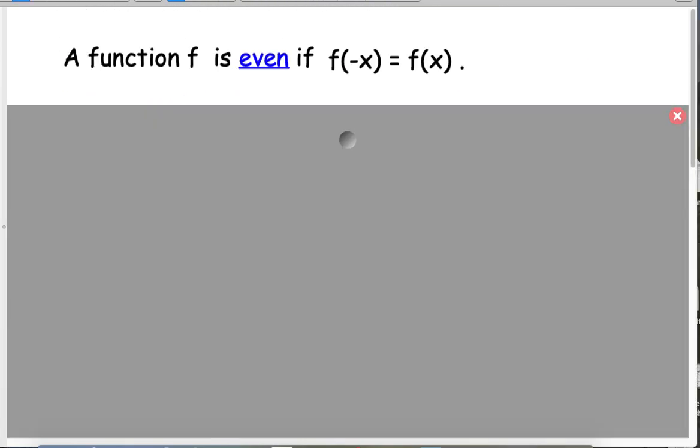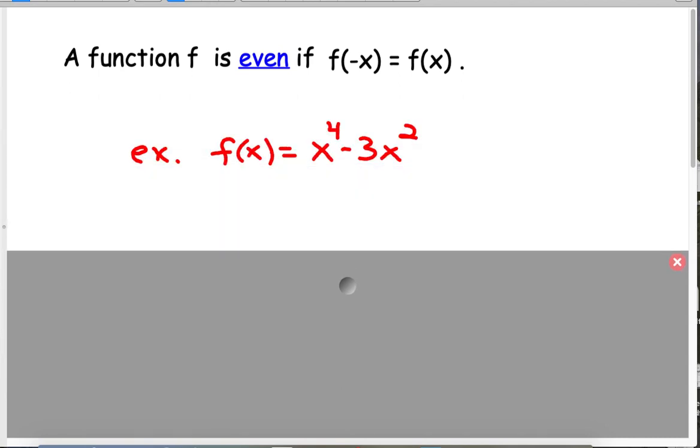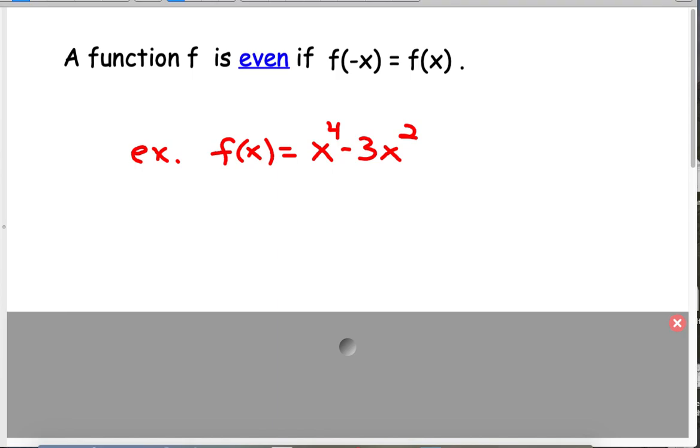All right. A couple more quick things. When is a function even? A function is referred to as even if f of the opposite of x gives you the same value as f of x. So it's easiest if I show you an example. So what if I have f of x equals x to the 4th minus 3x squared? Well, what I want to check is what if I plug in the opposite of x for every x? So that's negative x to the 4th minus 3 times negative x squared.